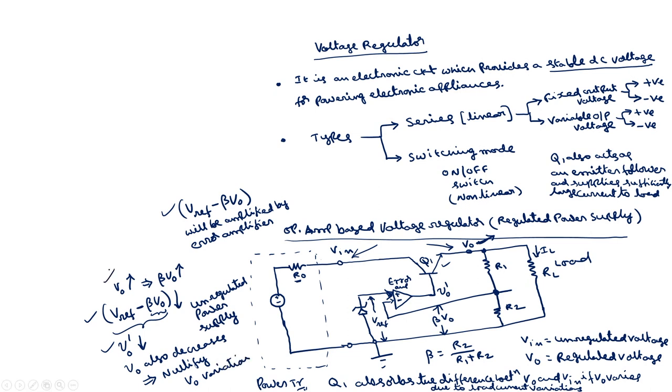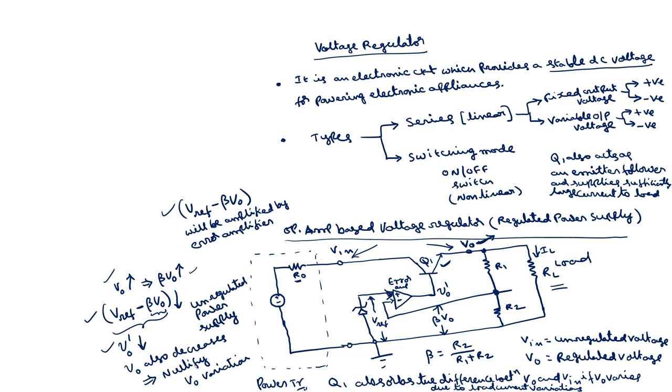Similarly, if V naught decreases, beta V naught decreases, whereas V reference minus beta V naught will increase. So that will nullify the decrease in V naught. So you see the basic operation of the regulated power supply. Regardless of variations in the load or temperature effects, V naught remains constant or stable because of this power transistor Q1.